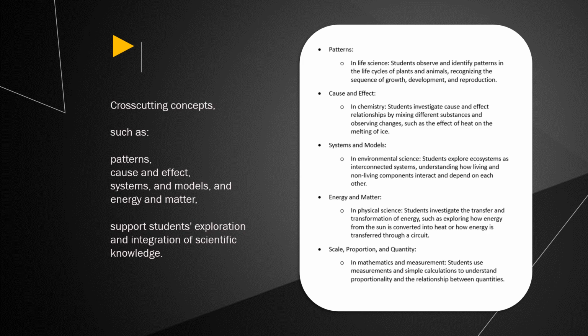Primary school science curriculum can also incorporate cross-cutting concepts that help students develop a foundational understanding of science. These concepts, such as patterns, cause and effect, systems and models, and energy and matter, support students' exploration and integration of scientific knowledge. Here are examples of how cross-cutting concepts can be integrated into a primary school science curriculum.